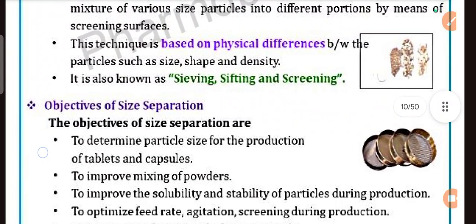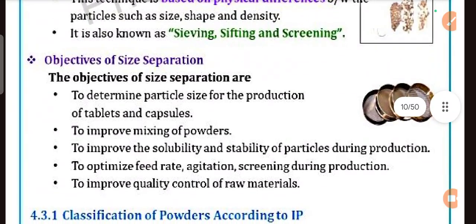Objectives of size separation. The objectives of size separation are to determine particle size for the production of tablets and capsules, to improve mixing of powders, to improve the solubility and stability of particles during production, to optimize feed rate, agitation, screening during production, and to improve quality control of raw materials.